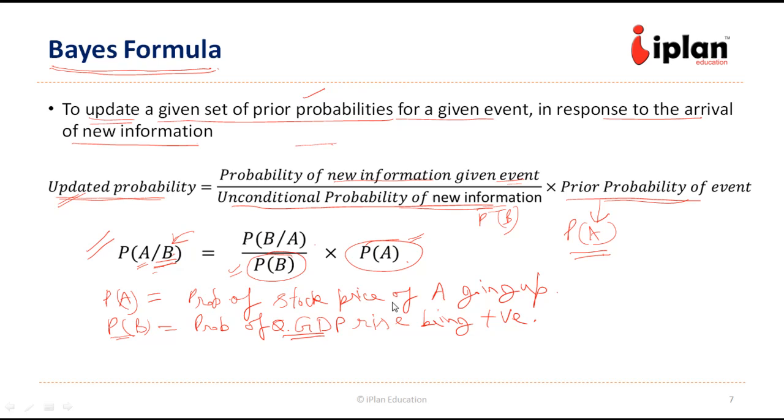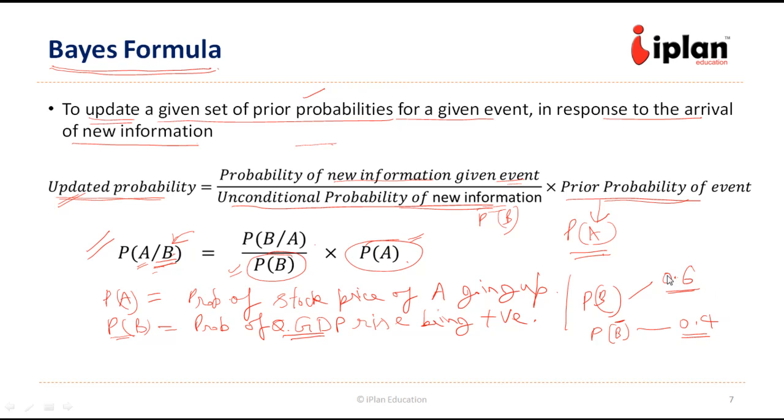Now suppose the probability of B is 0.6. So the probability of the negation of B is 0.4. So GDP will grow, the probability is 0.6, and GDP will fall, the probability is 0.4.